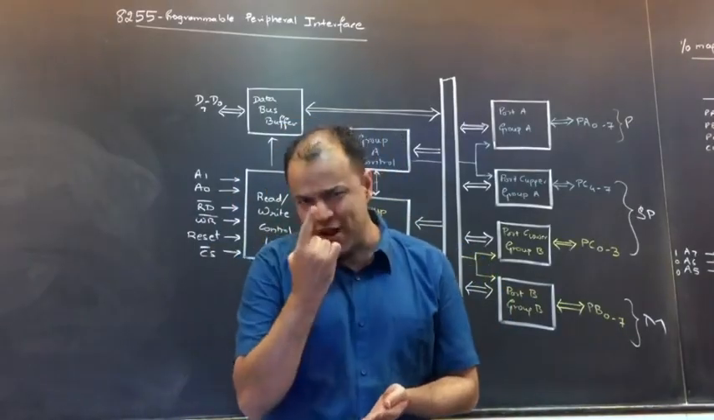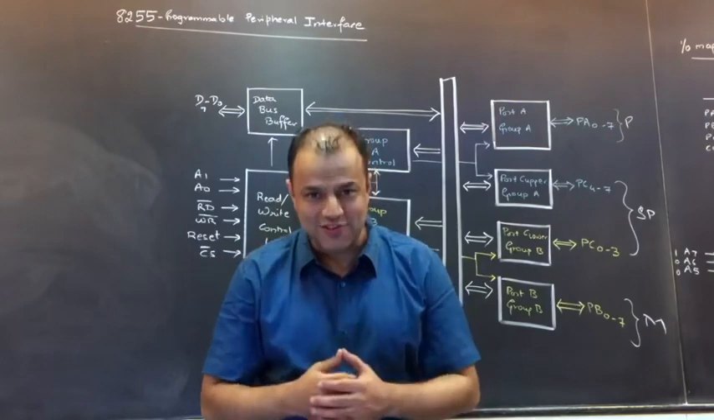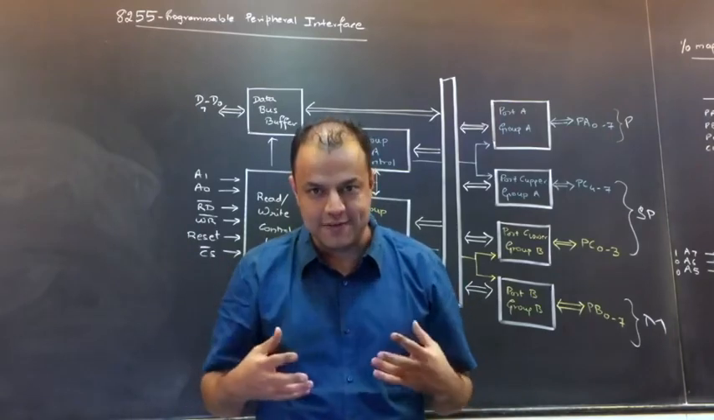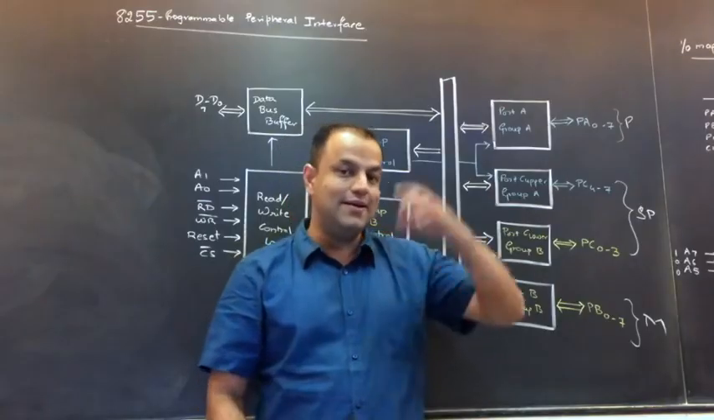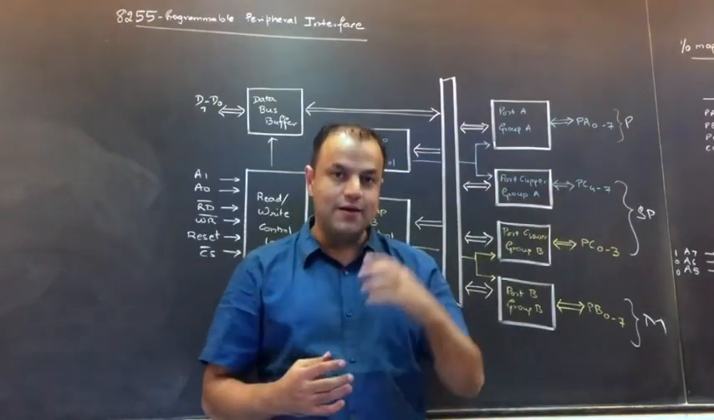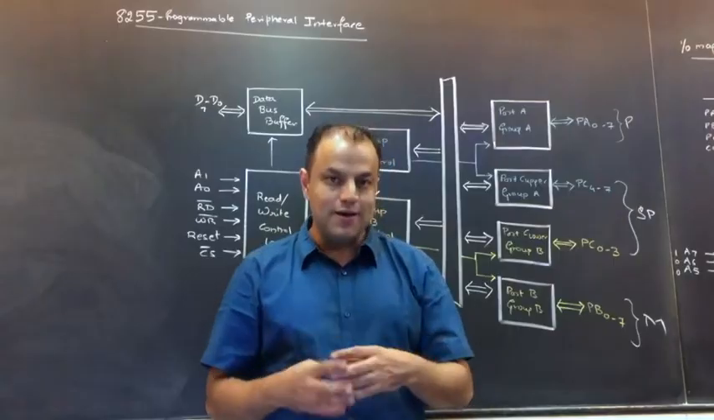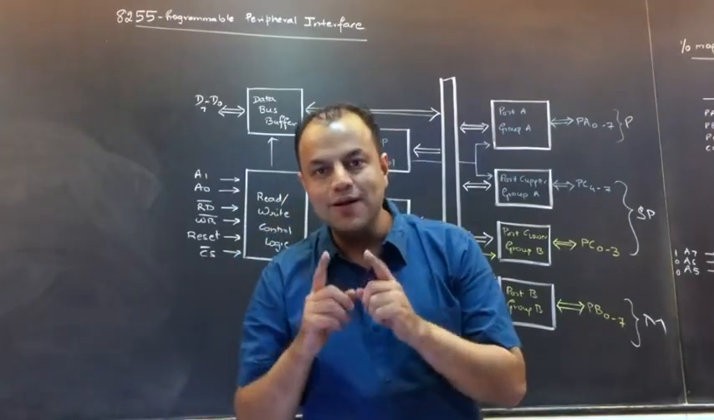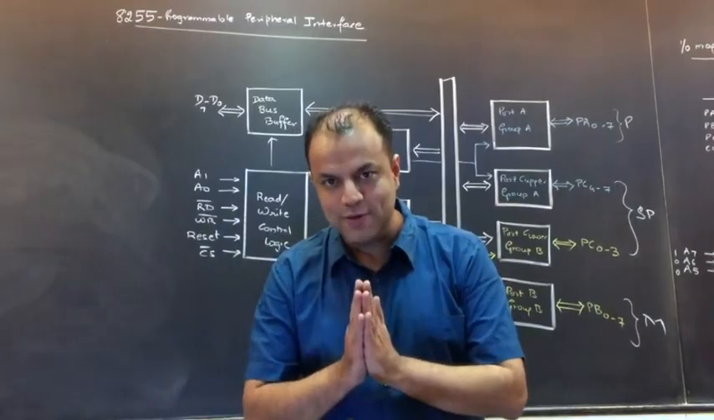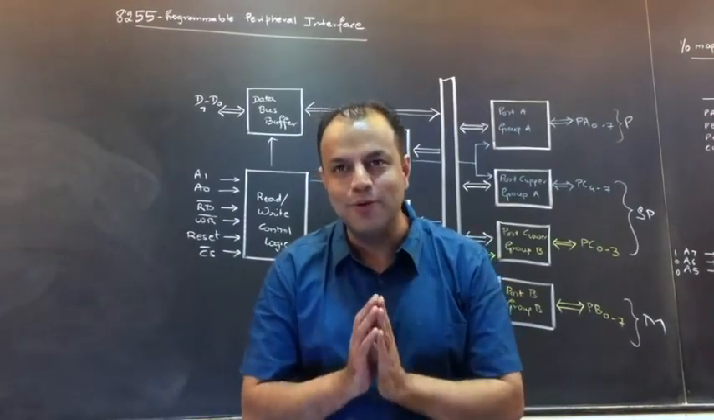8255 is one chip, but it has several addresses. It needs several addresses. It needs an address for port A, another address for port B, another address for port C, and one more address for the control word. Understand what I'm saying? There is something called a control word.